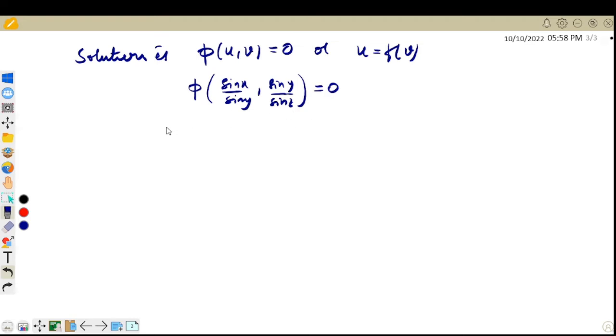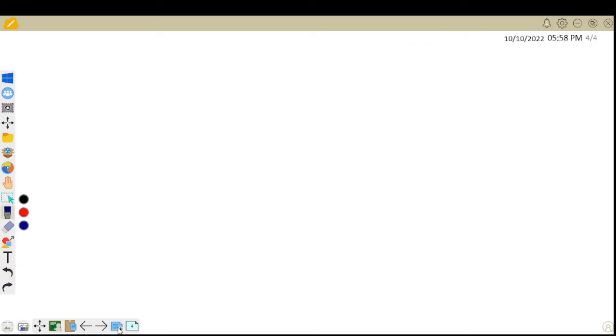Now let us discuss one more example based on Lagrange's. Solve zx p plus yz q is equal to xy.